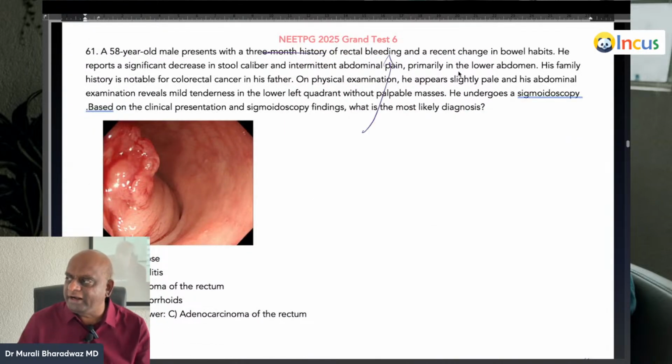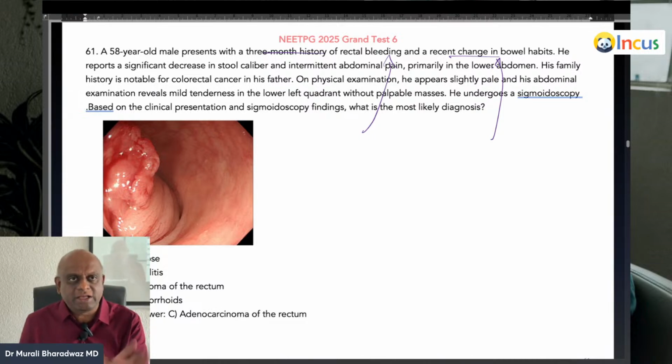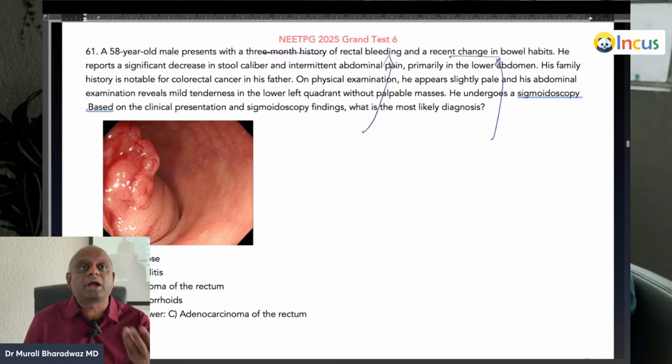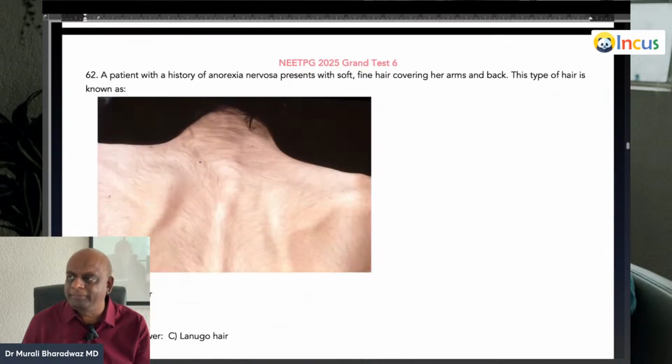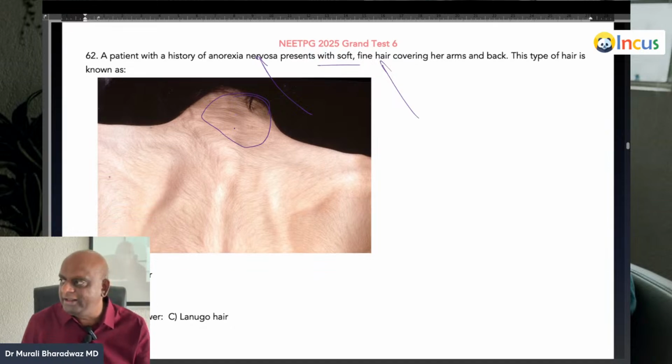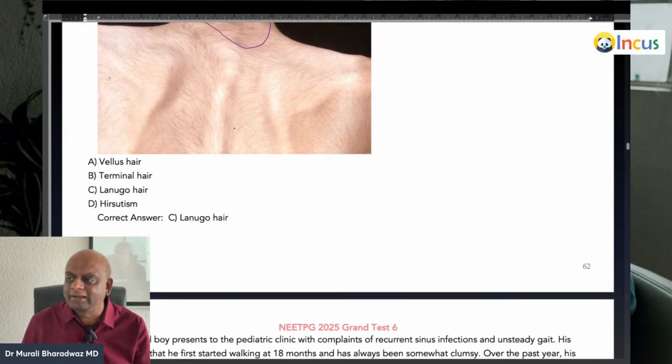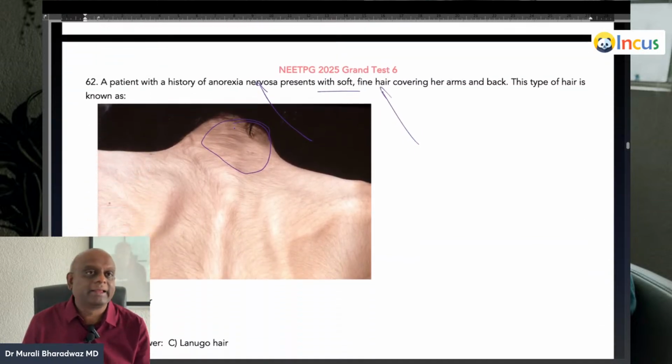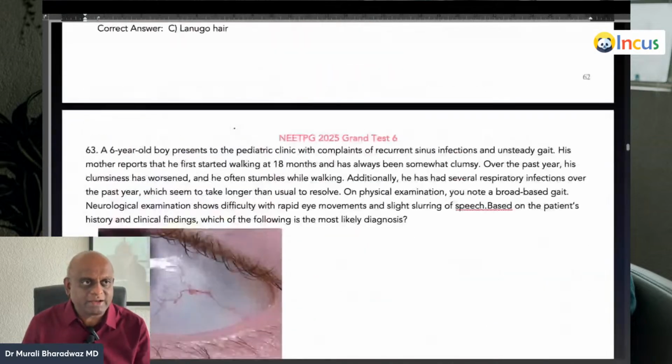A 58-year-old with 3-month history of rectal bleeding and recent change in the bowel habits. Whenever a person above 50 has a change in bowel habits, or anemia, you have to do colonoscopy, and classically what do you see? Adenocarcinoma of the colon. A patient has a history of anorexia with soft, fine lanugo hair covering the arms and back. Typically this is a feature of anorexia nervosa.